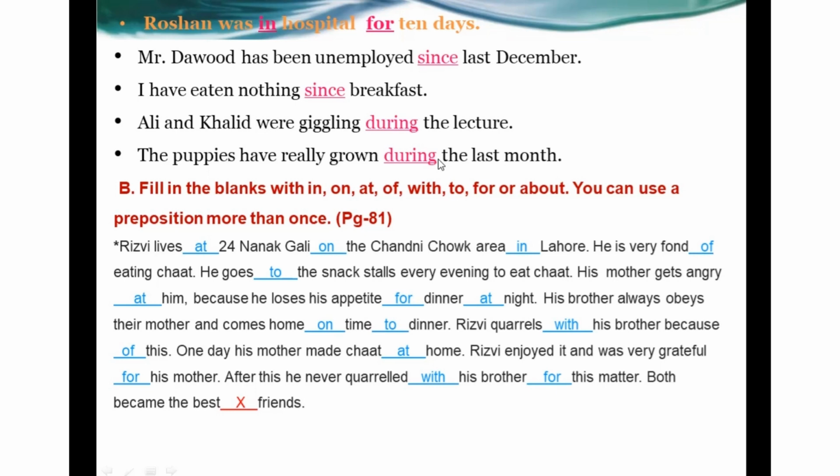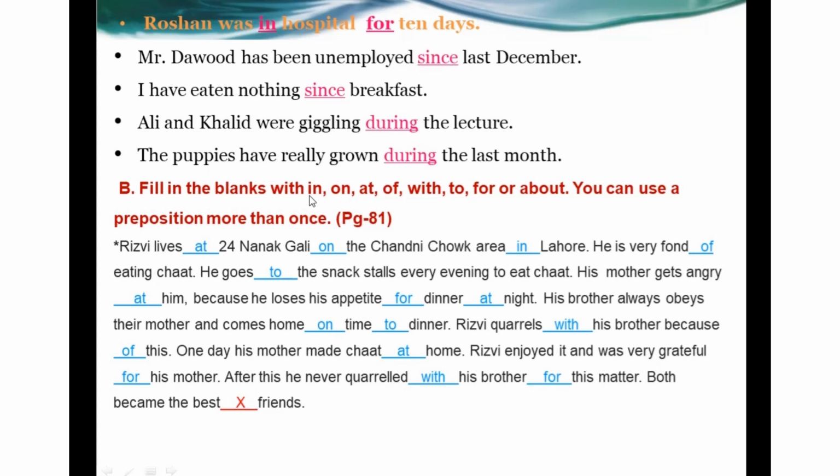Now let's do the next exercise. It will make your concepts even clearer and you will enjoy doing it with me. Let's read on page 81, we have exercise B. Let's read the question. Fill in the blanks with in, on, at, of, with, to, for, or about. You can use a preposition more than once. Let's begin.